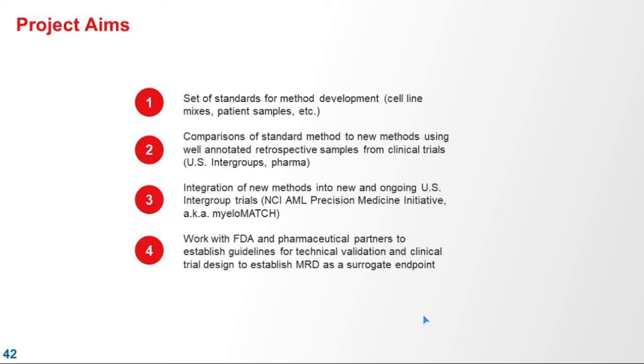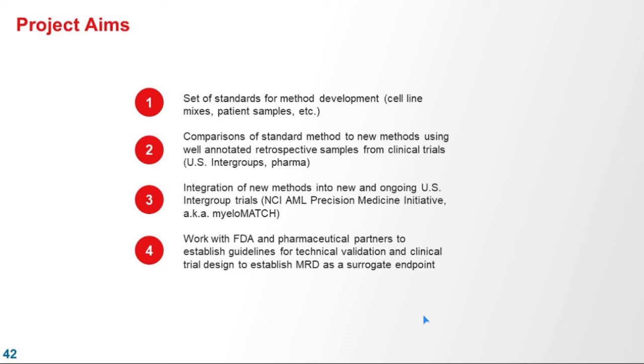We then have a group that will be integrating the new methods into ongoing trials, especially pharma and some of the MyeloMatch Precision Med initiatives, and working with the panel, working with the FDA to really establish guidelines for technical validation and working on clinical trial design.